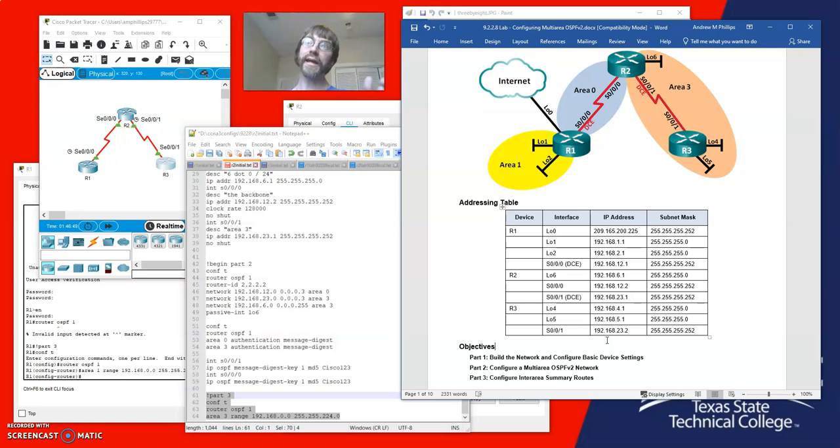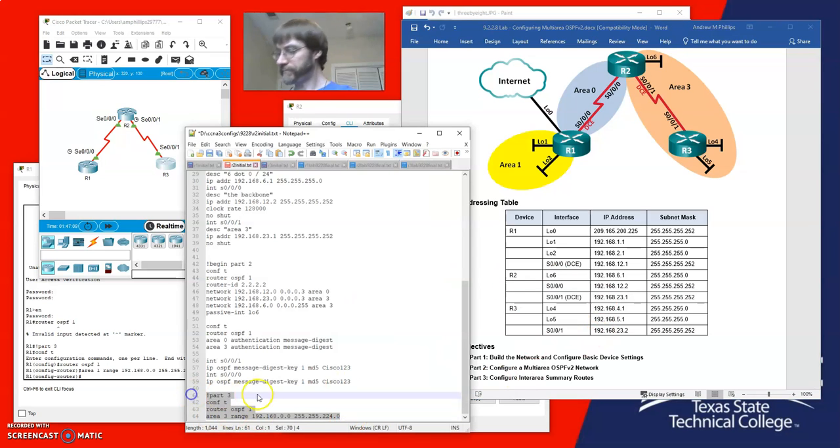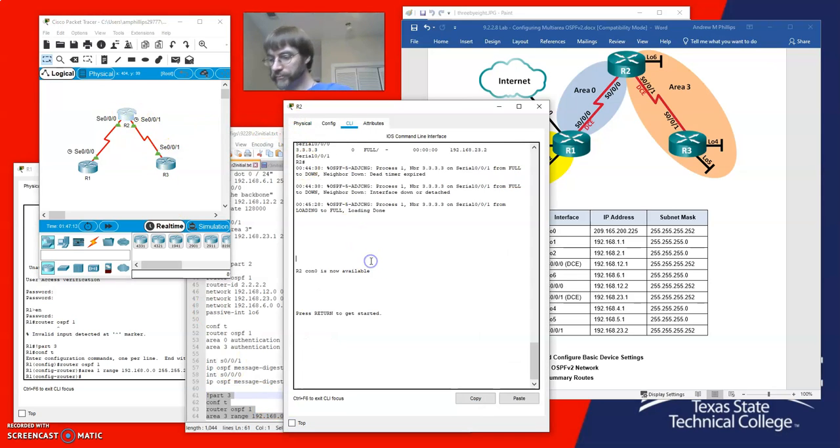So 8's no good, though an 8 would have sufficed for 4, 5, and 6. 16 would have sufficed for 4, 5, 6, and 12. But for 4, 5, 6, 12, and 23, we need that network interval of 32. So this is what we're doing. And we're going to do it here on router 2.